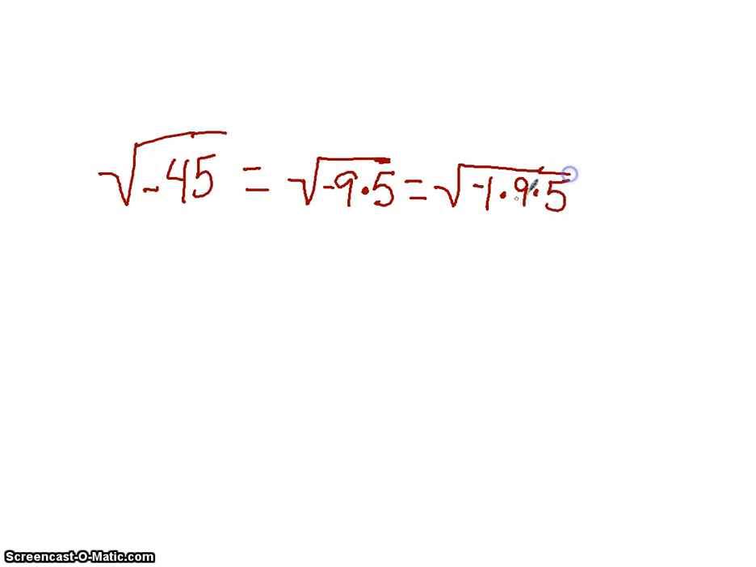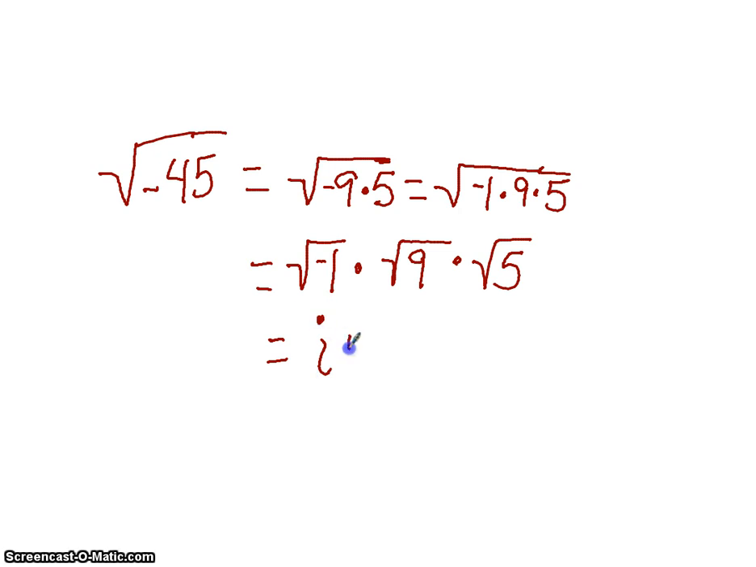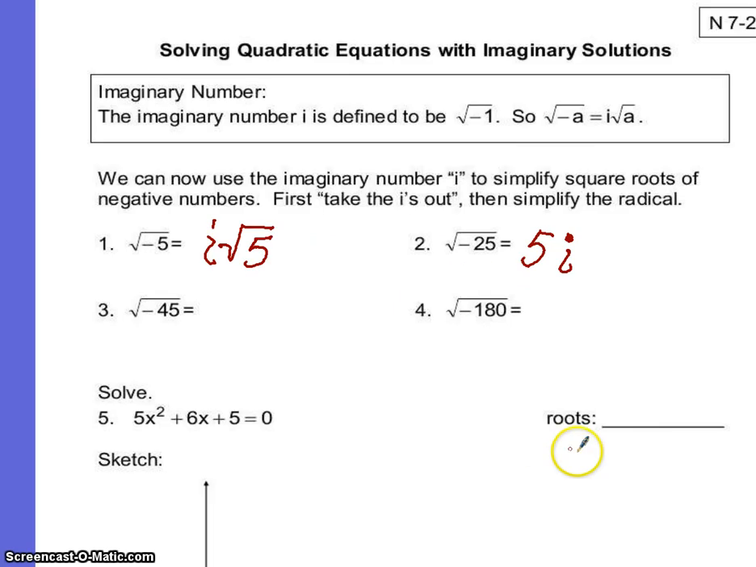Are we good? So what I'm going to do now is write each one of them under its own radical. I have the square root of negative 1 times the square root of 9 times the square root of 5. Well, if I separate them, I know the square root of negative 1 is i, the square root of 9 is 3, and the square root of 5 isn't perfect, so it's going to be the square root of 5. So when I rewrite that, I'm going to rewrite that as 3i, the square root of 5. So I'm going to go back to my other sheet, and I'm going to make sure I put that that is 3i, the square root of 5.